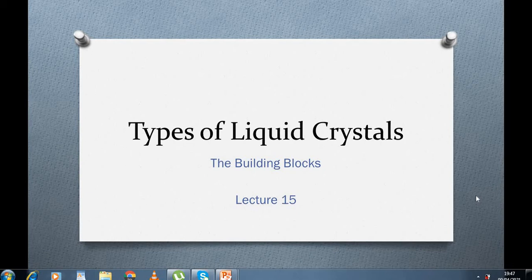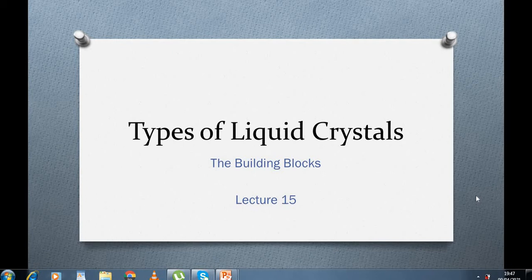So in today's discussion we mostly focus on the molecular structure of liquid crystalline materials, the exact molecular structure, and how those structures can be tailored to generate specific liquid crystalline properties. So for example, if I want to have a liquid crystal in a specific temperature range, then what kind of structure should I choose, how can I tailor this particular molecular structure?